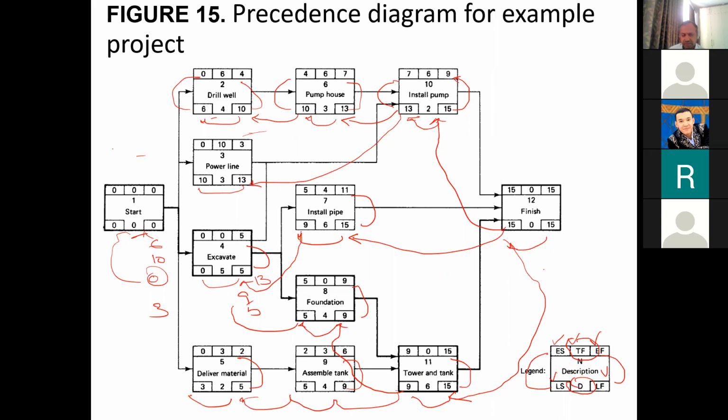Yes. Professor, I have a question. Can you clarify how did we get 10 in power line? So 10, it means instead of LS.